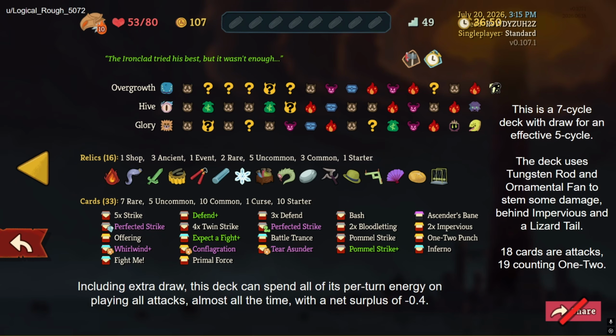So let's use all this to evaluate the deck. This is a deck from Logical Rough, posted to the Reddit. It did win. It says the Ironclad tried his best, but it wasn't enough. But it did actually win. That's just what it says when the Architect kills you. It's quite a fast run.